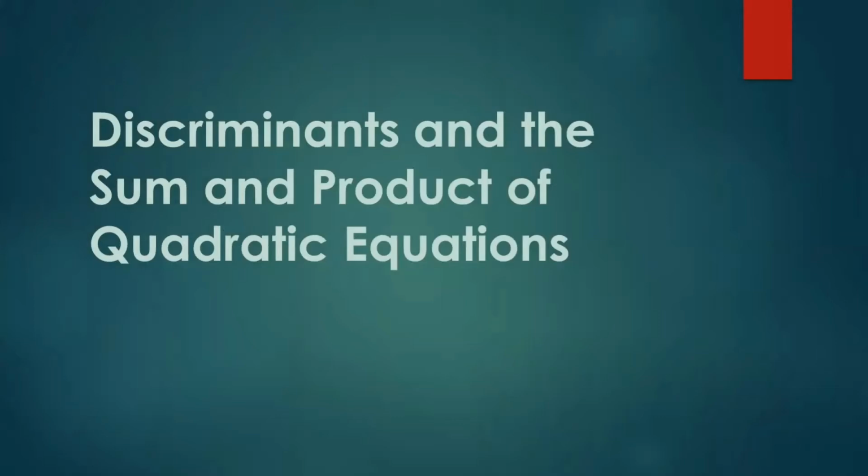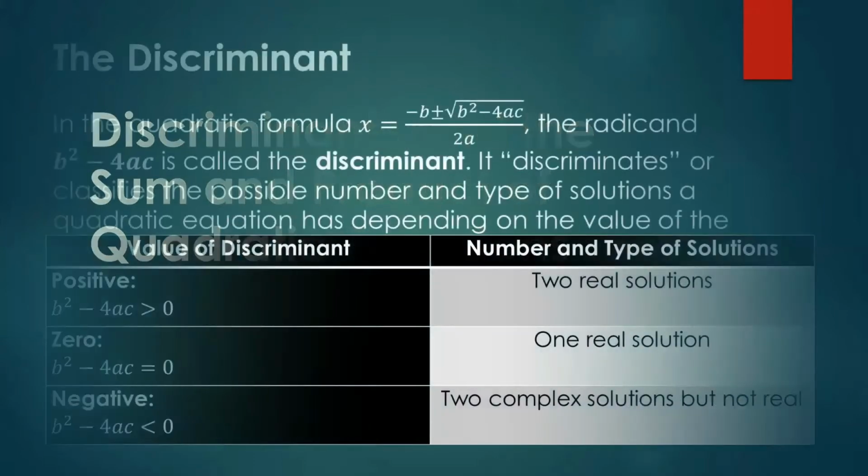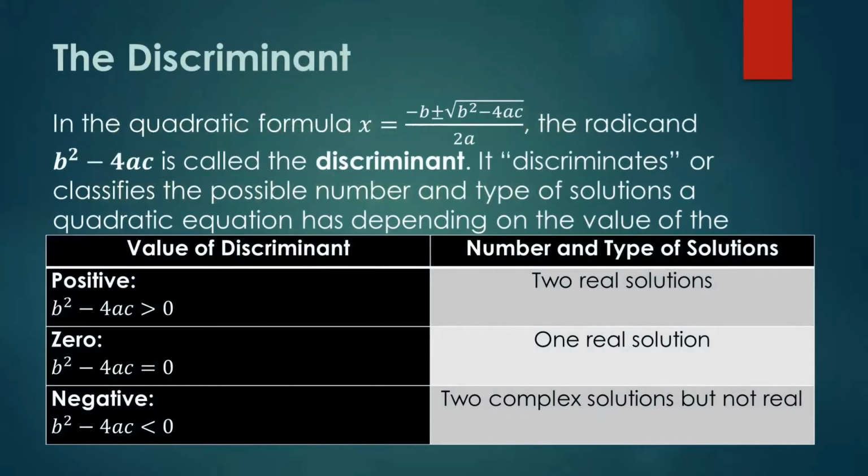So for today's video, we are going to discuss discriminants and the sum and products of the roots of the quadratic equation. So first, let's have the discriminant. When we say discriminant, if you remember the quadratic formula na meron tayo, which is x is equal to negative b plus minus the square root of b squared minus 4ac over 2a.